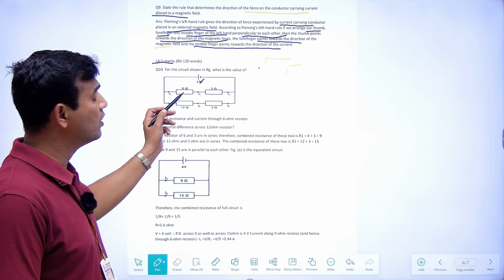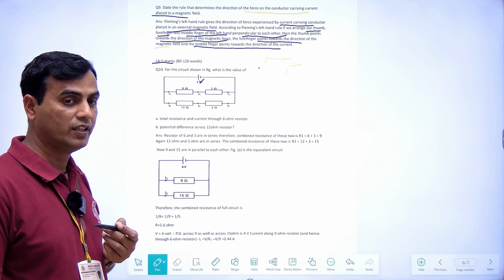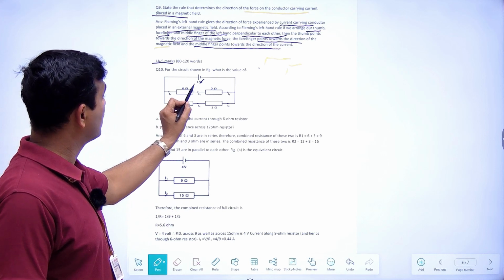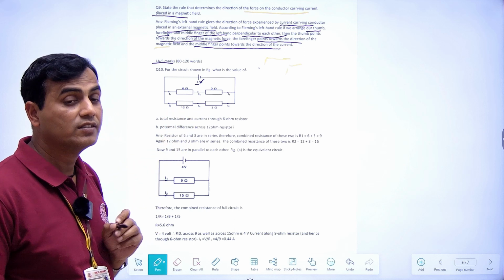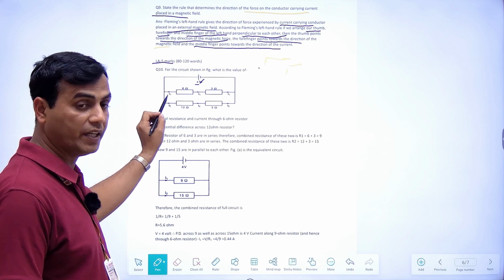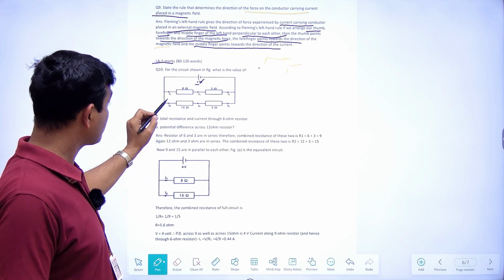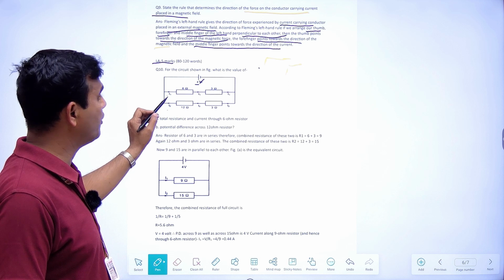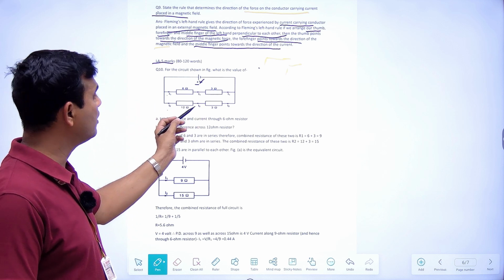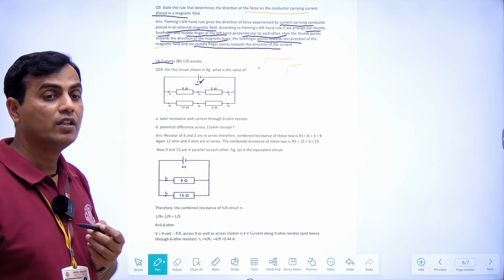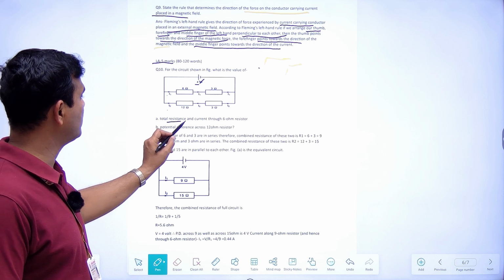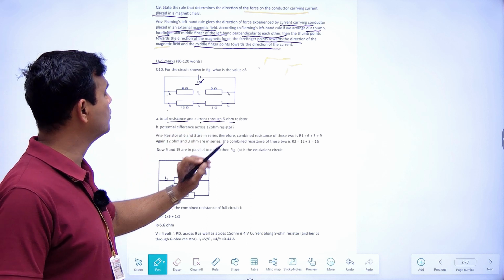By doing this, we can calculate equivalent resistance. After calculating equivalent resistance, the battery voltage is given to us, so we can calculate the current flowing from the battery. After dividing it into I1 and I2 in both the branches, we can calculate I1 and the potential for a particular branch also. So here the first question is total resistance and current through 6 ohm.